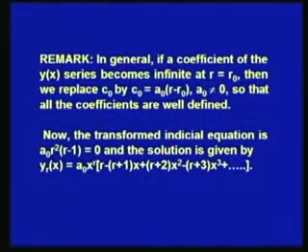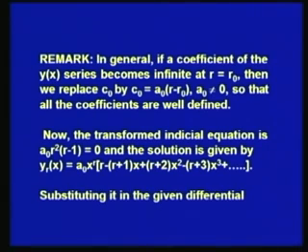And with this choice of C0 = A0 r, it turns out that the transformed indicial equation becomes A0 r²(r-1) = 0, and the solution transforms into y_r(x) = A0 x^r [r - (r+1)x + (r+2)x² - (r+3)x³ + ...], and so on.